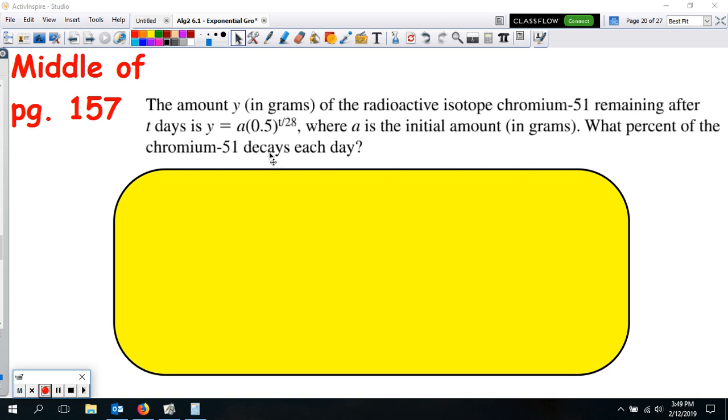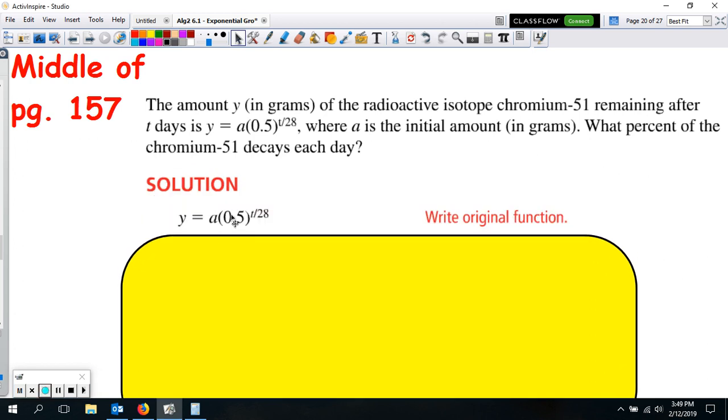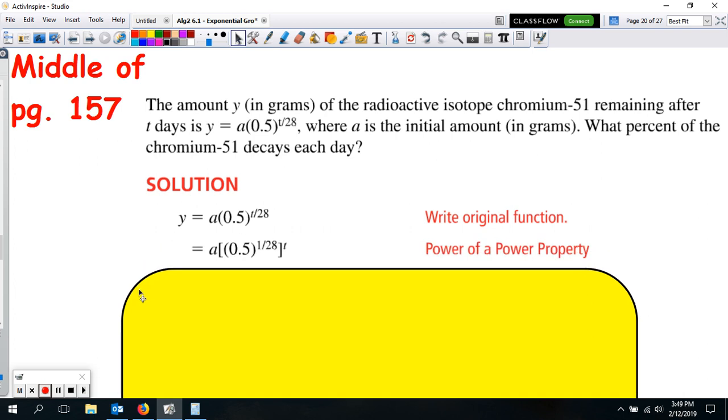We didn't have to figure out that it's decay. It told us that it's decay. So we want to figure out here what percent of this decays each day. So we're looking for R really in this problem. That is what we're trying to figure out, the R. A is the initial amount in grams. We really don't need to know that. So there's our first thing you can write. You can write this. We're looking to find out R. You might want to even just say find R on this one.